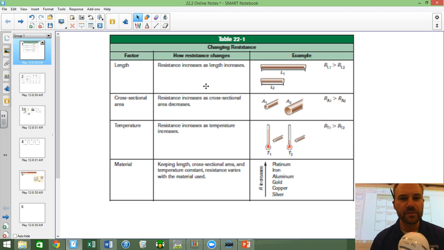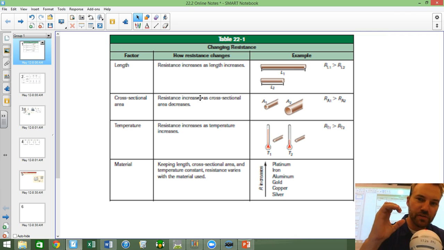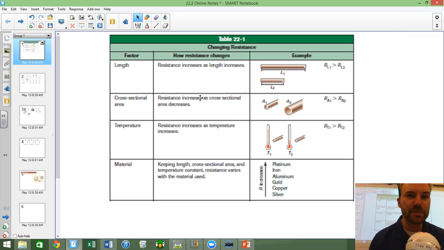There are a few factors that affect the resistance of something. The longer something is, the more resistance it has. Resistance increases as cross-sectional area decreases. So if you have a thicker cable, people that do car stereos know this, you have to have really thick cables when you're running into your amps because they pull a lot of current. So the more current that you want, the bigger the cable.